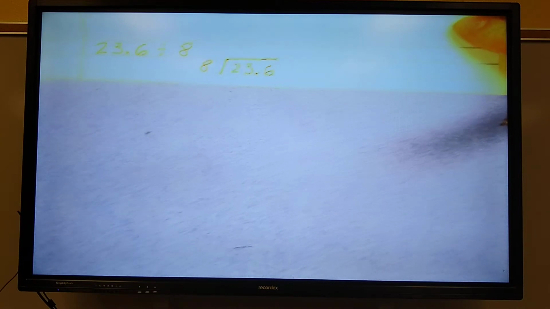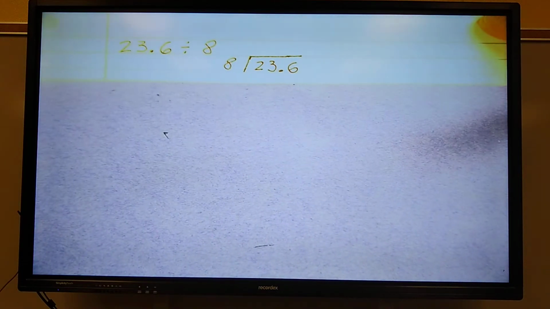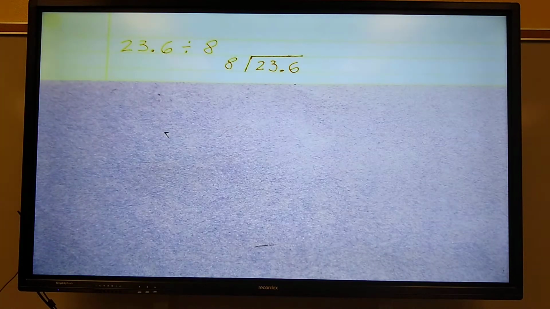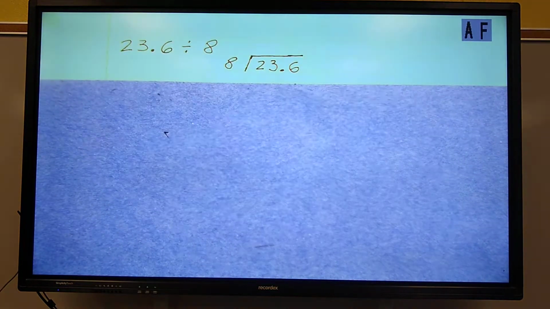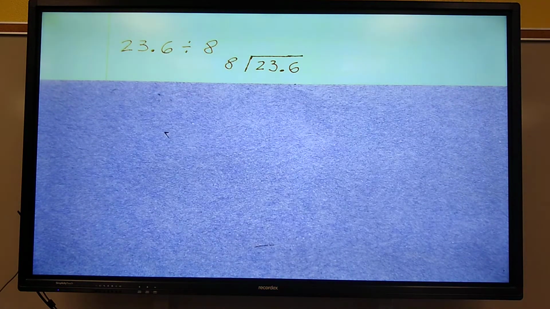All right, you little fifth graders, it's time to do your favorite thing in the whole world, and that is practice dividing decimals. So, look at this little easy problem here. 23 and 6/10 divided by 8. Pause the video and solve that problem.